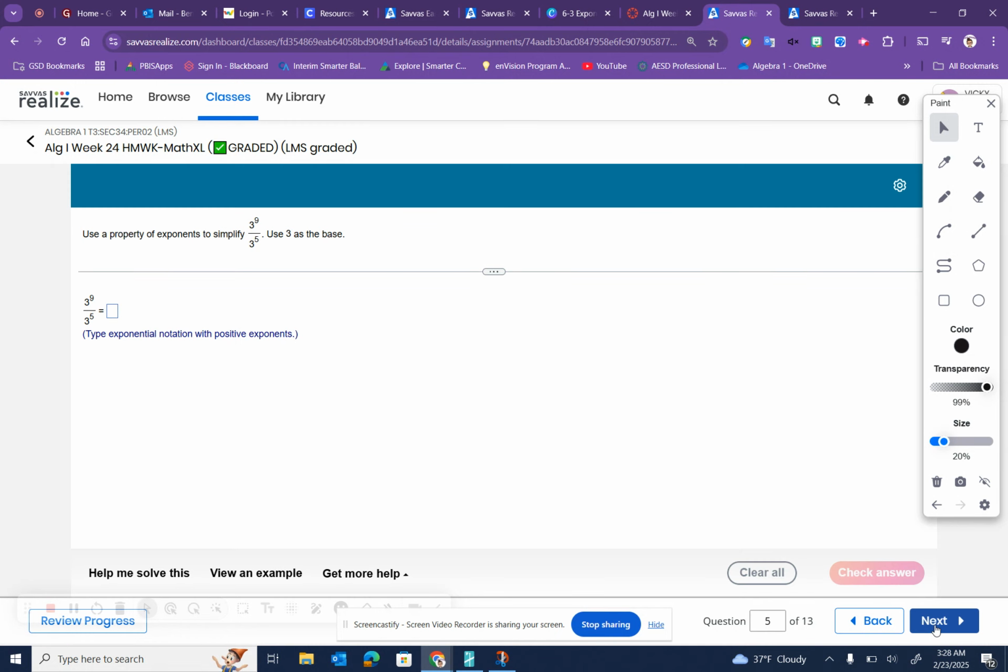This next example, it says use the property of exponents to simplify. You're going to use 3 as the base. So again, the same base, you subtract the exponents. This particular example would be 3 to the 4th power because 9 minus 5 is 4.